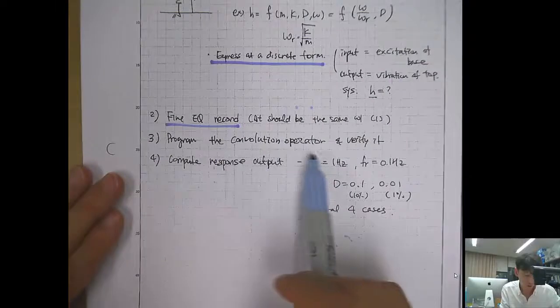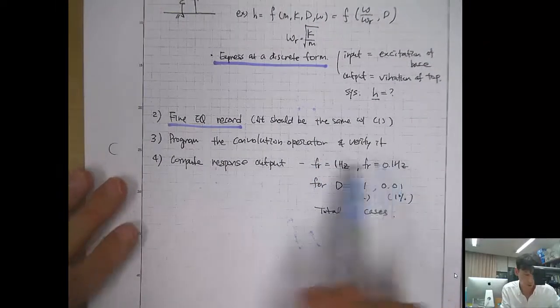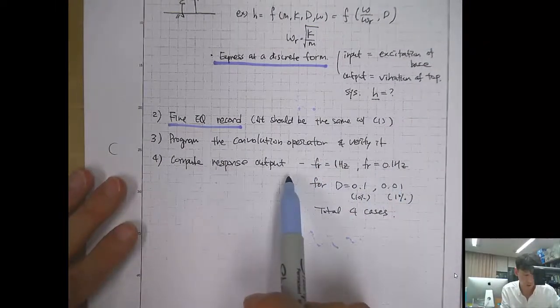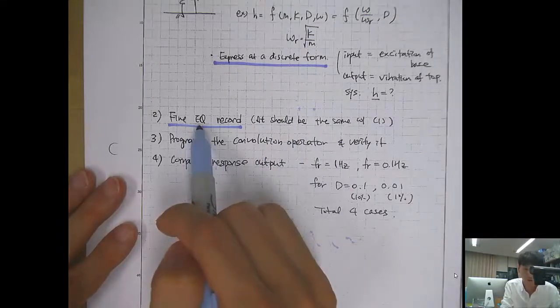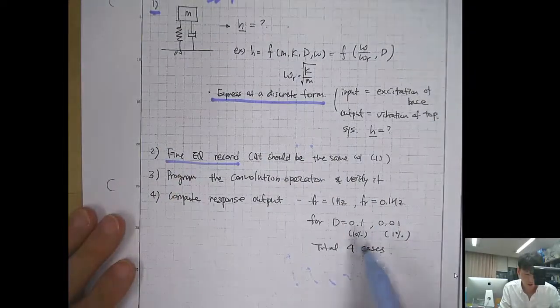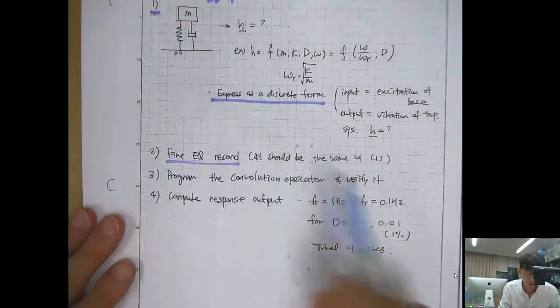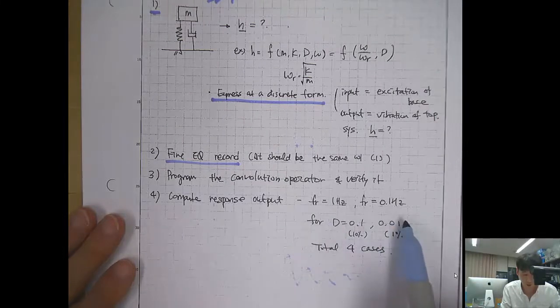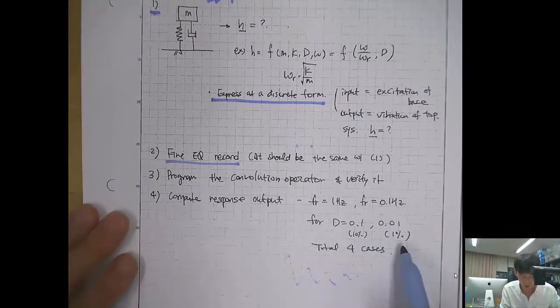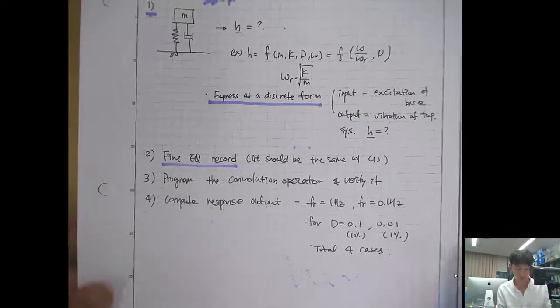Then program the convolution operator and verify it, and compute the response output when you give the earthquake as an input here to the system. So the FR, the system resonant frequency, you can change the system resonant frequency to 1 Hz or 0.1 Hz, or damping at 10% and 1%, the total 4 cases.